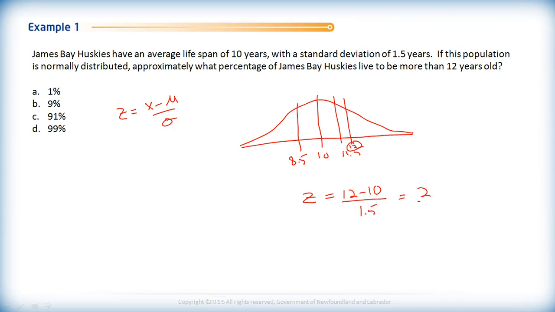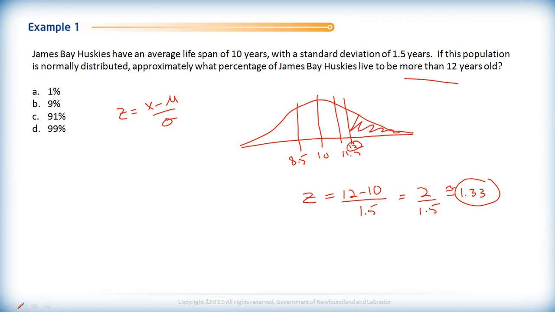So that's 2 divided by 1.5, which I think should be about 1.33 if I'm not mistaken. 2 divided by 1.5 is 1.33-ish. So for a Z-score of 1.33, it says what percentage of Huskies live to be more than that? So we want to know for a Z-score of 1.33, what percentage is above that?